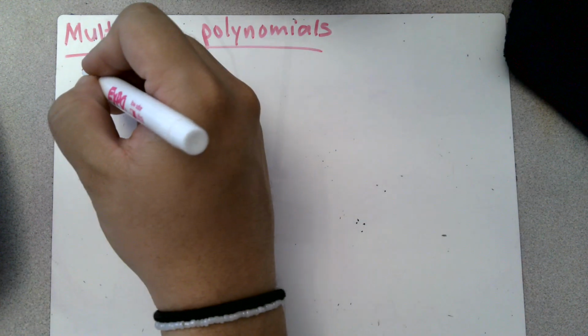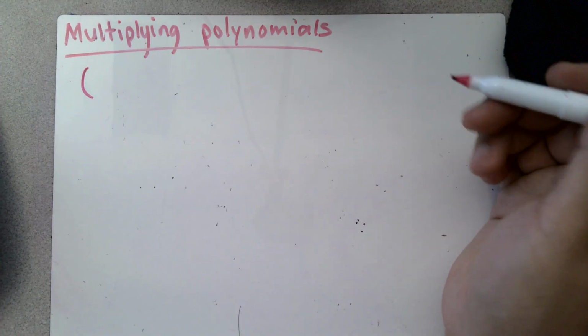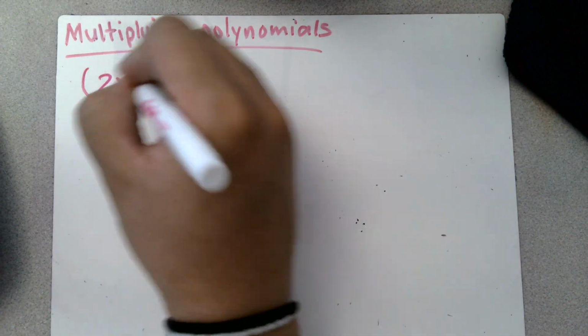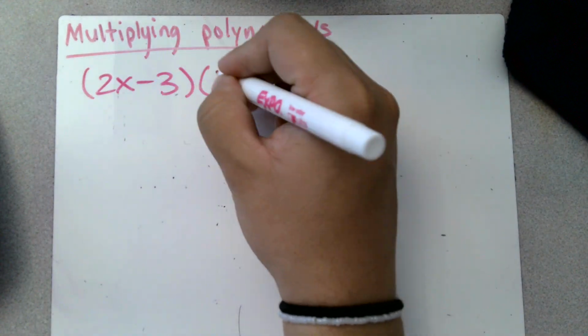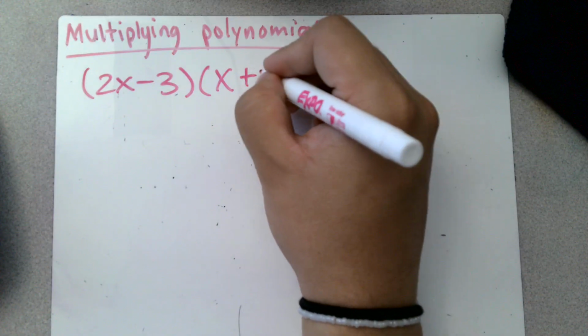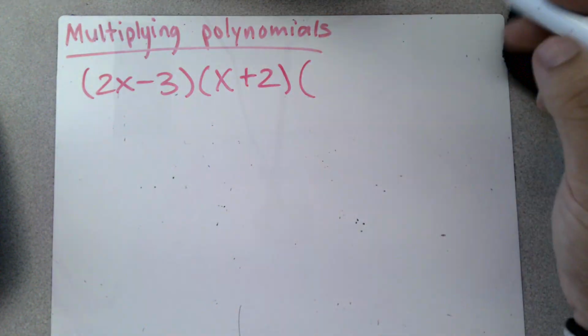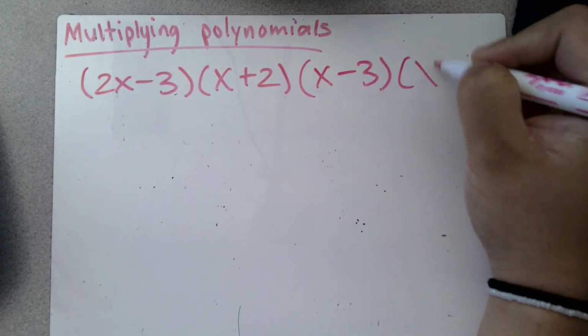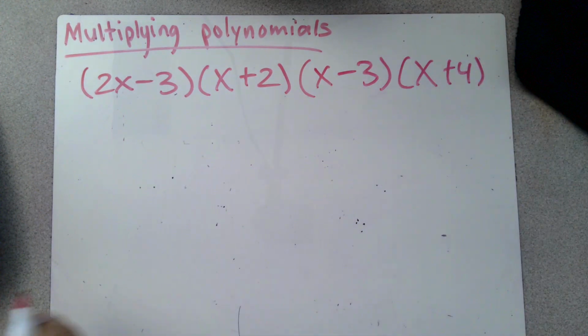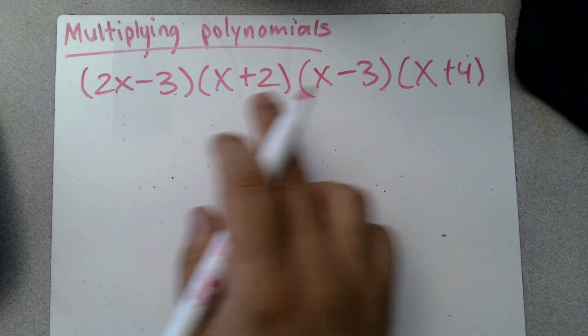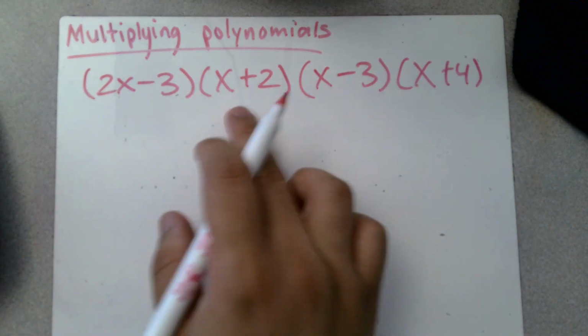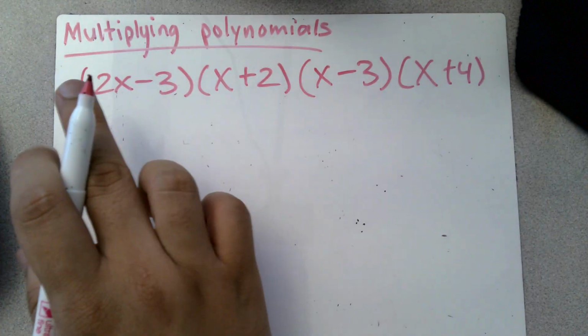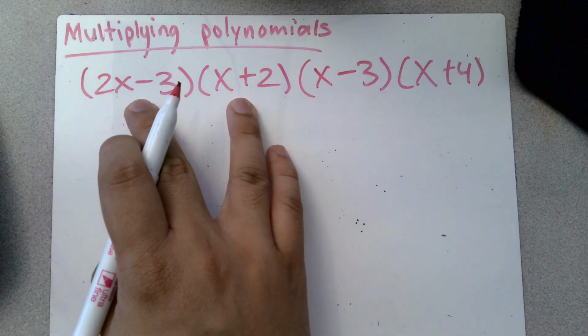I'm going to make sure I multiply more than one at a time. I'm just going to make some up. So let's say (2x - 3)(x + 2)(x - 3)(x + 4). These are four different binomials that we need to multiply together. Multiply two at a time.